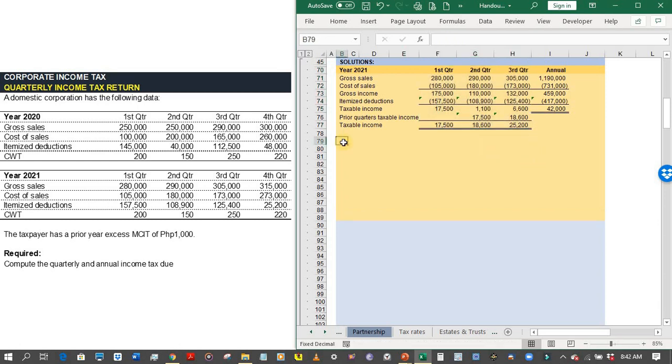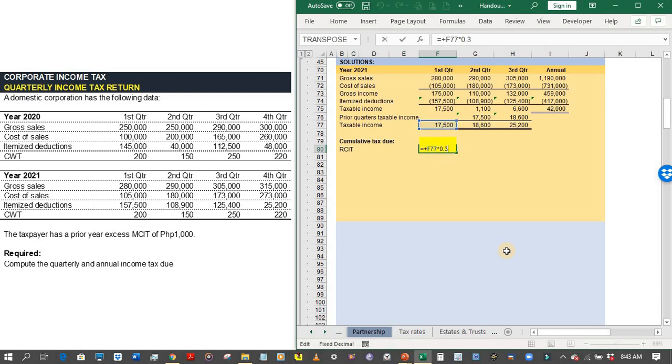Now, let us compute for the income tax due for each quarter. And again, since the taxpayer is a domestic corporation, the tax due will be RCIT or MCIT, whichever is higher, and the amounts to be computed must be cumulative. So let us start with the RCIT in first quarter. So the RCIT in first quarter is 30% of the taxable income of 17,500, and that is 5,250 pesos.